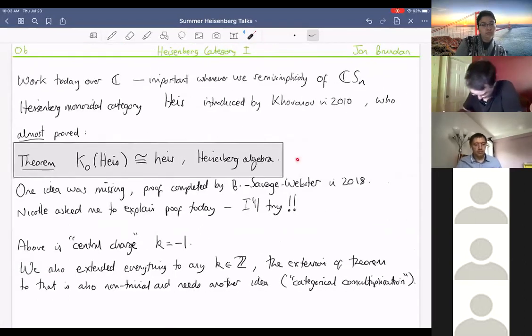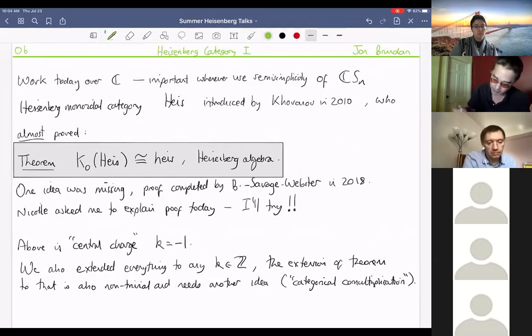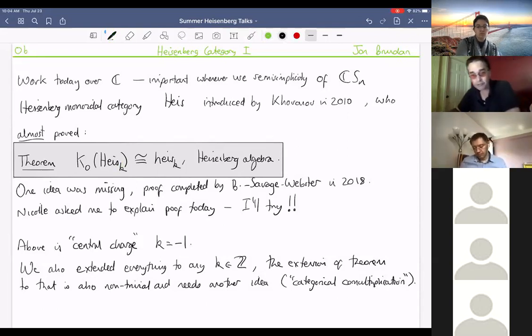As I said, I'm going to try and talk about this most special narrow case. The theorem that I've written up here is what I call central charge k equals -1. In fact, this Heisenberg category has a parameter k, which can be any integer, attached to it, that's the central charge. And I hope to have just a little bit of time at the end to add the more general central charge k to the story.